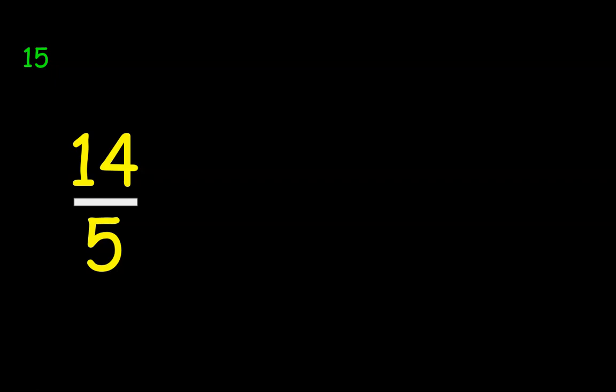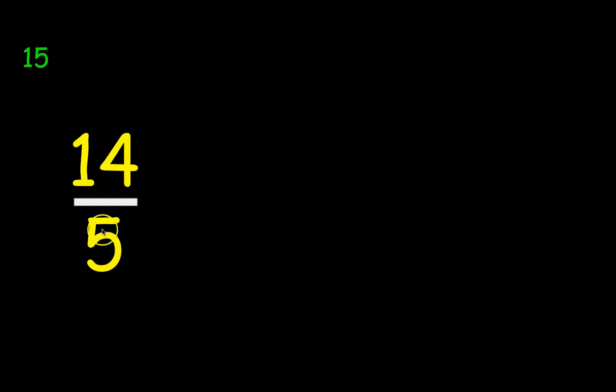Last one. Pause and continue when you're ready. Now you should be able to see quite quickly. I'm dealing with fifths, so there's a 10 hidden in there, which gives me 2 pizzas. And then 4 slices left over. We're just 1 slice short of 3 pizzas. If this was 15, it would be 3 pizzas.